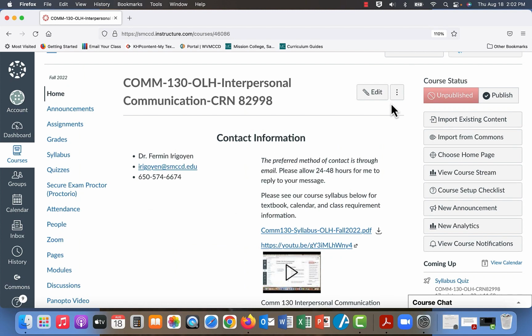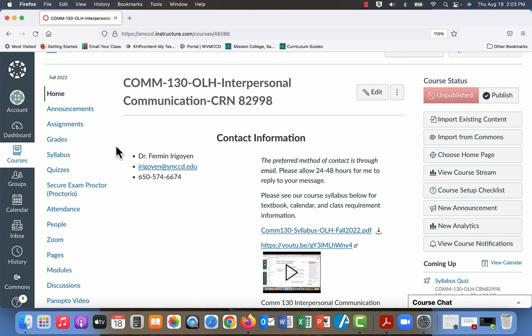All right, so here we are at our Canvas homepage. You can see you'll have your class section and CRN and all that stuff. Again, as I mentioned earlier, I'm just using this as a template. If you're in a different section, the material, the content, everything is the same.